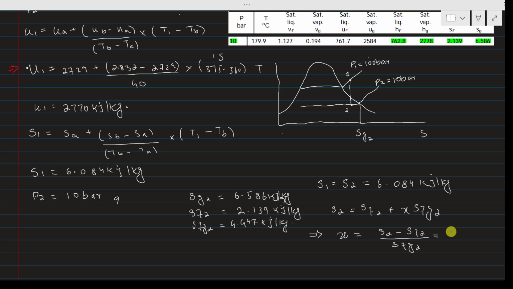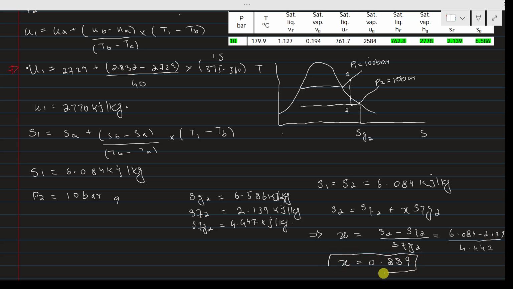What is S2? That is 6.084, minus Sf2, which is 2.139, divided by Sfg2, that is 4.447. So after simplification you will get the dryness fraction, that is 0.889.